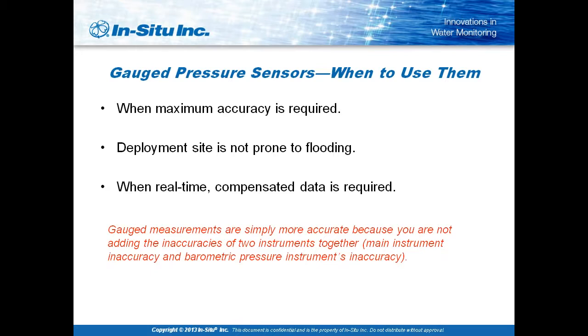Gauge sensors are usually used when maximum accuracy is required, and I'm going to talk about that in just a little bit, because a gauge sensor is, generally speaking, always more accurate than an absolute sensor. Where the site is not prone to flooding, it's a good thing to use, and when you really need that real-time compensated data.